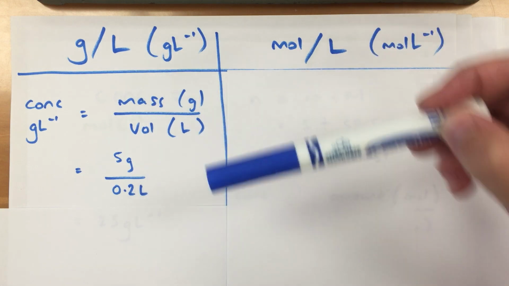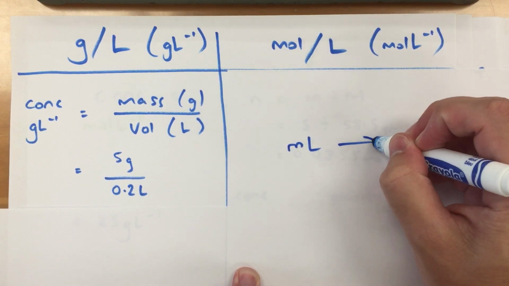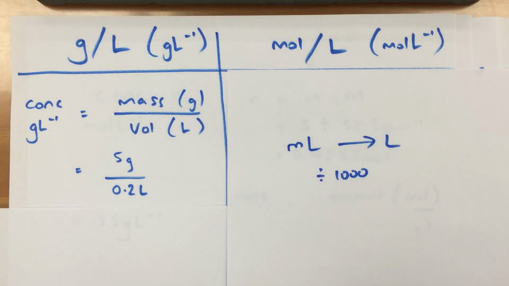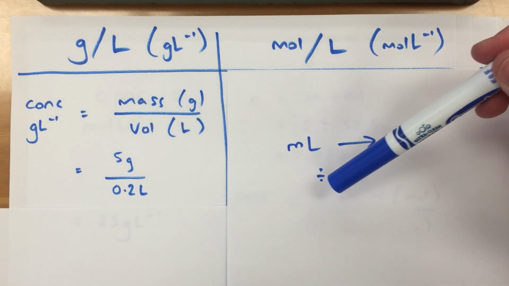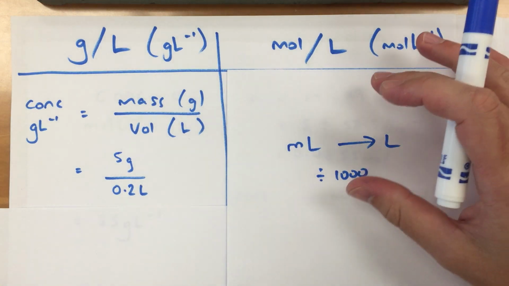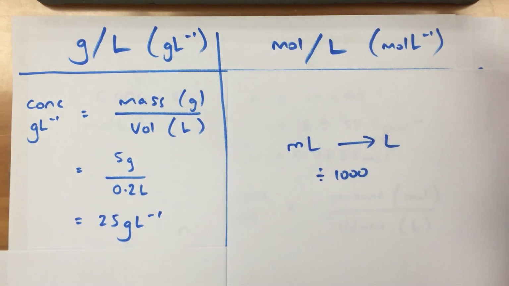And the way you convert mils into litres is by dividing by 1,000. So my 200 mils divided by 1,000 becomes 0.2 litres. So if I take my 5 grams and divide it by 0.2 litres, I get 25 grams per litre. So that's the concentration of that initial solution in grams per litre.